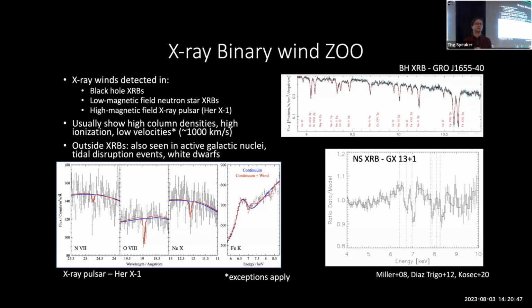And such winds or similar outflows were also found in AGN, as we heard yesterday, but also in tidal disruption events that have not been mentioned here in this conference before, but are also great sources to study with high resolution X-ray spectroscopy. And of course, also in white dwarfs that we heard about this morning.